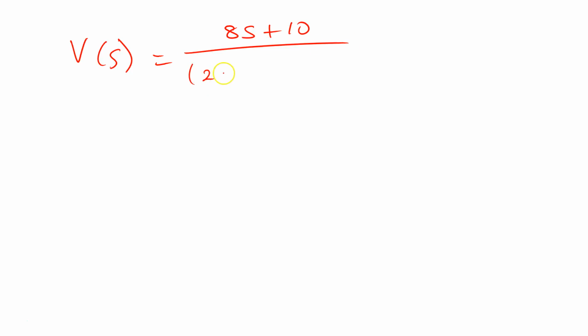Vs is equal to 8s plus 10 over 2s squared plus 5s plus 2. This should be your final answer in the Laplace domain for Vs. Now the question is, how do we bring it back to the time domain?